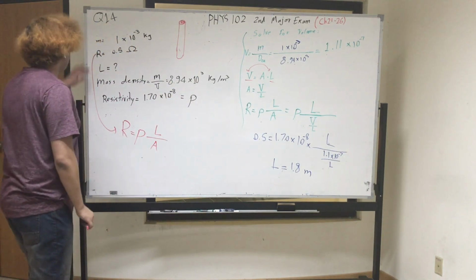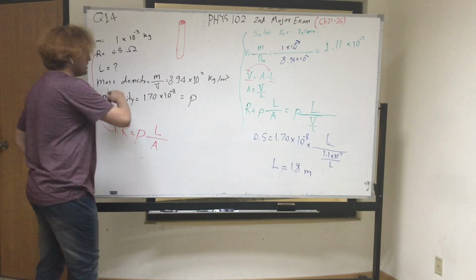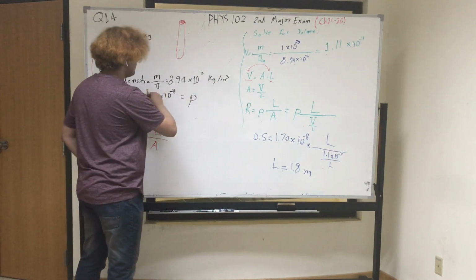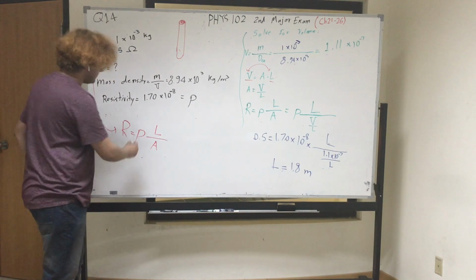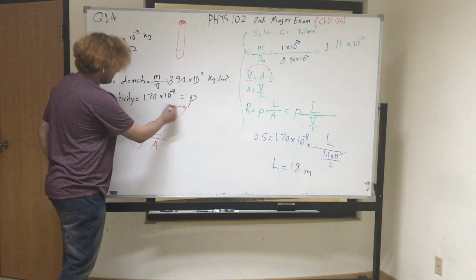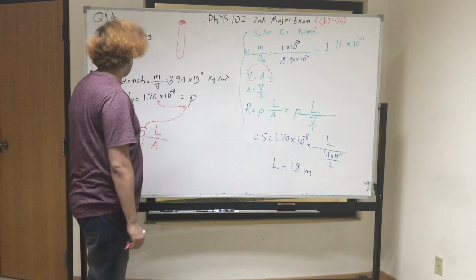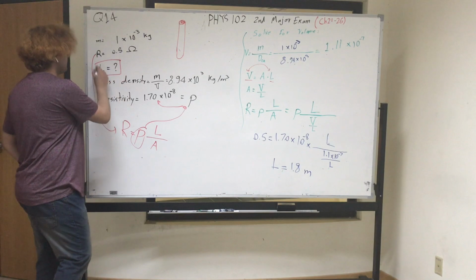So we have the mass, we have the resistance. Are we given the mass density? The mass density is mass per unit volume, which is kilogram per meter cubed. And we're also given the resistivity, which is 1.7 times 10 to the negative 8. And we're asked to solve for the length of the wire.